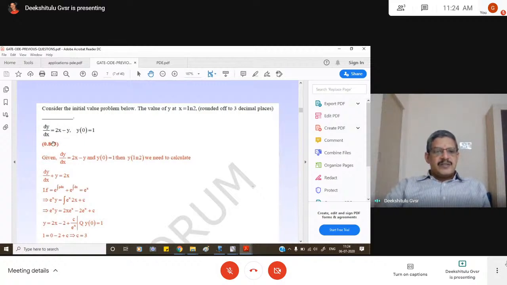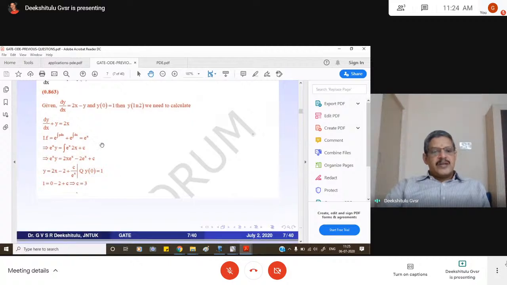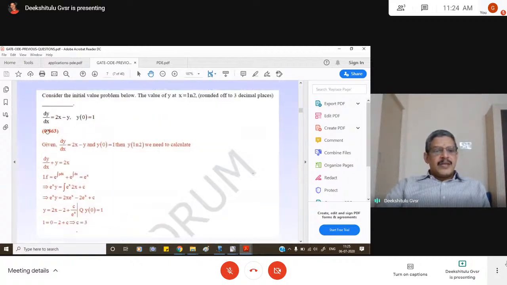The coefficient of y is what we call p of x. So the integrating factor, e power integral p dx, is equal to e power integral dx, that is e power x. So the solution is y into e power x is equal to integral q of x into e power integral p dx. So this is the direct solution.